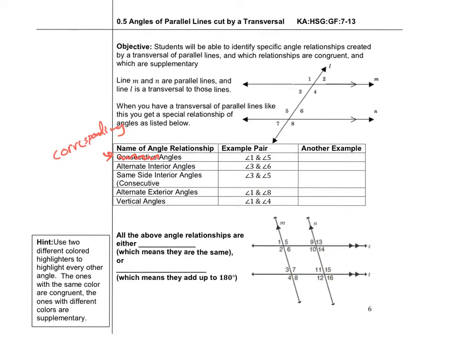I'm going to go through all of these and then I want you to try and find the other example on your own. So corresponding means the same corner. 1 and 5 is an example of that. Let's go on to the next one.